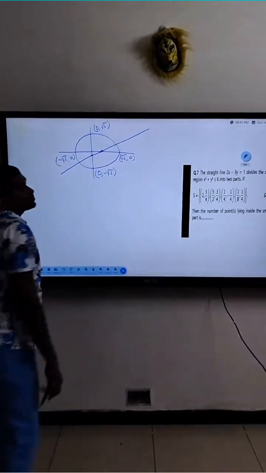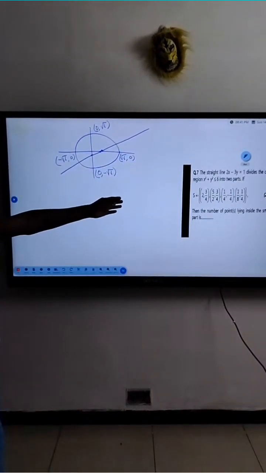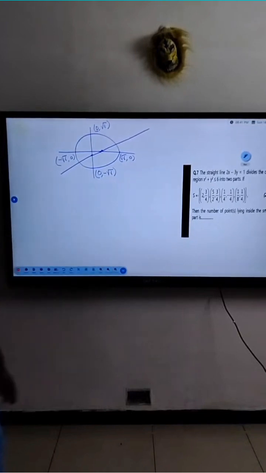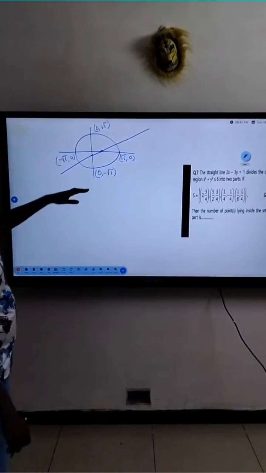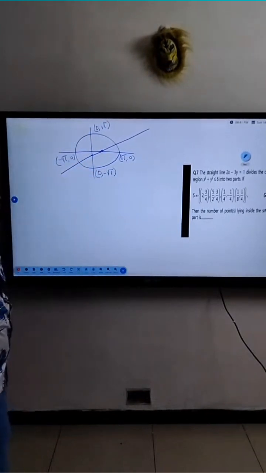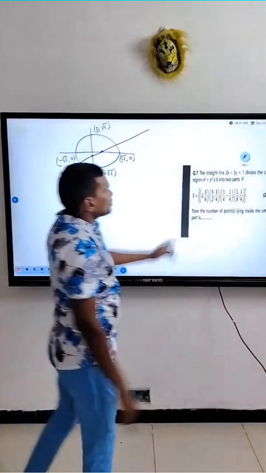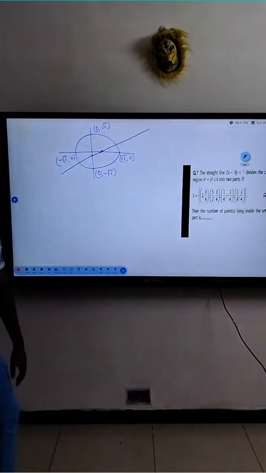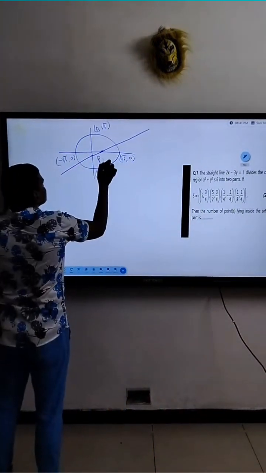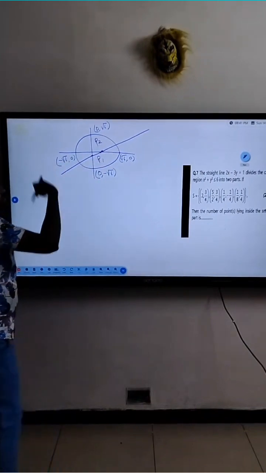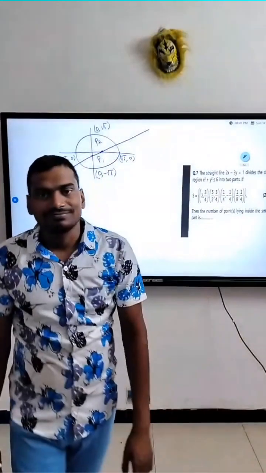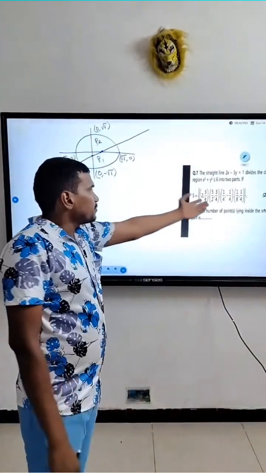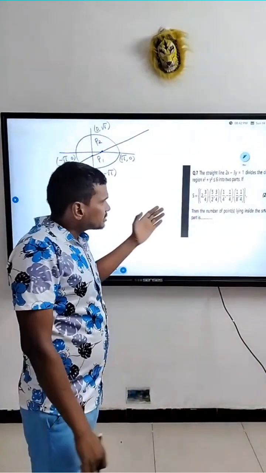Yes. So they say this is dividing the circular region into two parts. This will divide the circular region into two parts. One may be a smaller part, one may be a bigger part. Then S is the number of points lying inside the smaller part. So which one will be in the smaller part? You can see, I am saying this is P1, this is P2. Definitely P1 is the smaller part and P2 is the larger part. So out of these given points, which one will be in the smaller part?